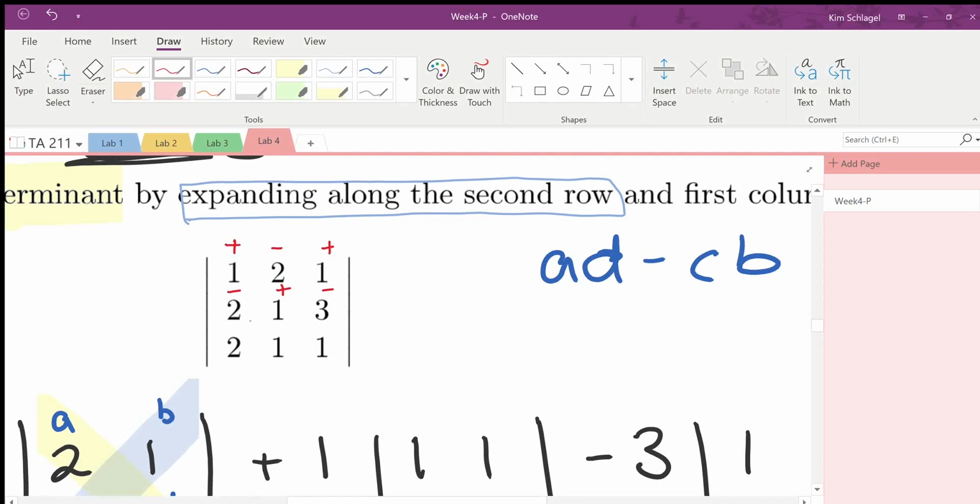Minus, plus, minus, plus, minus, plus. So that's your first step. I want you to label the signs here. Your second step is to figure out which row or column you want to expand on.